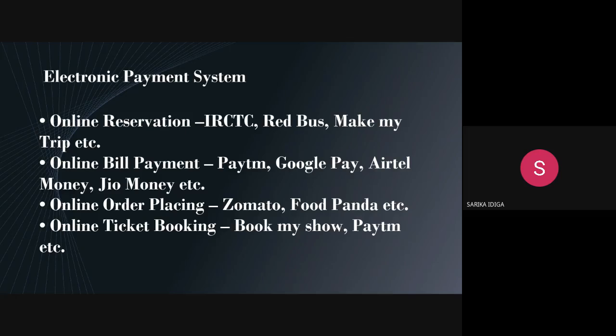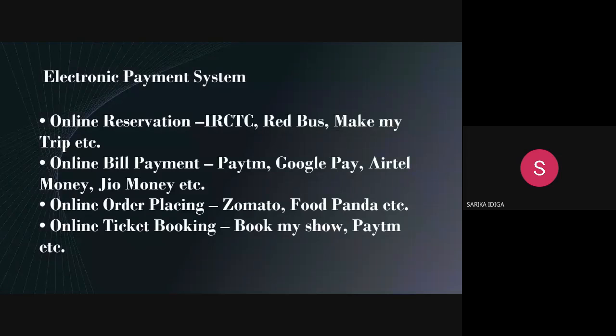Okay, so in the electronic payment system, the financial transaction takes place between buyers and sellers online. If you are buying on OLX, if you are buying on Amazon, if you are booking tickets on IRCTC or on Redbus, or if you are doing a bill payment on Google Pay, Paytm, Jio Money, Airtel Money. Then if you're placing an order online, Zomato, Food Panda, or you're booking tickets on Book My Show or in Paytm as well. So these are the electronic platforms which they have provided.